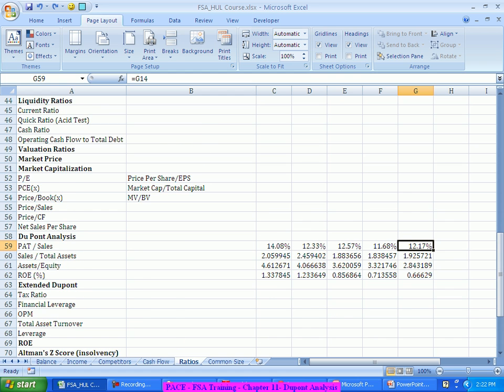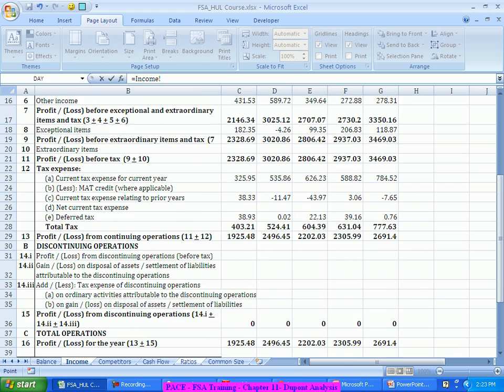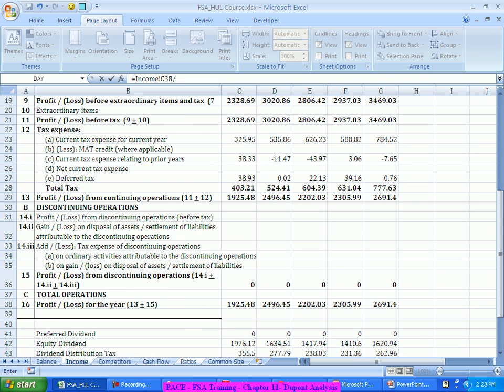Slightly more extended, bringing in the other two ratios also, where I am looking at the tax ratio, which is PAT divided by PBT.